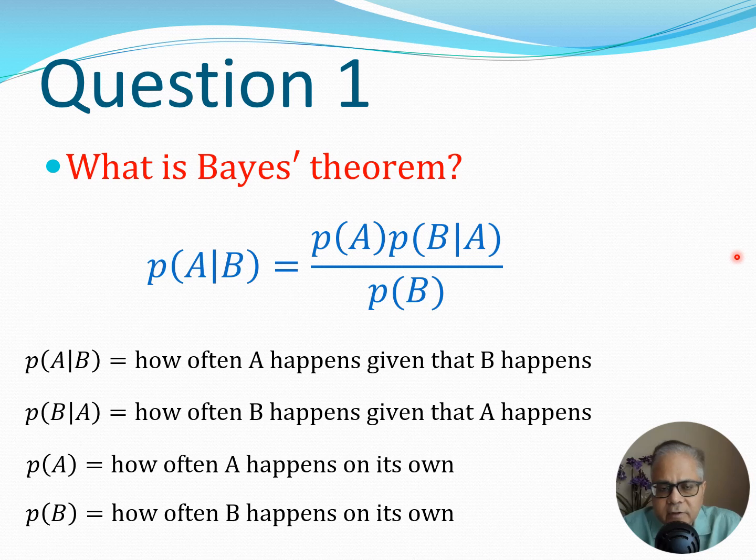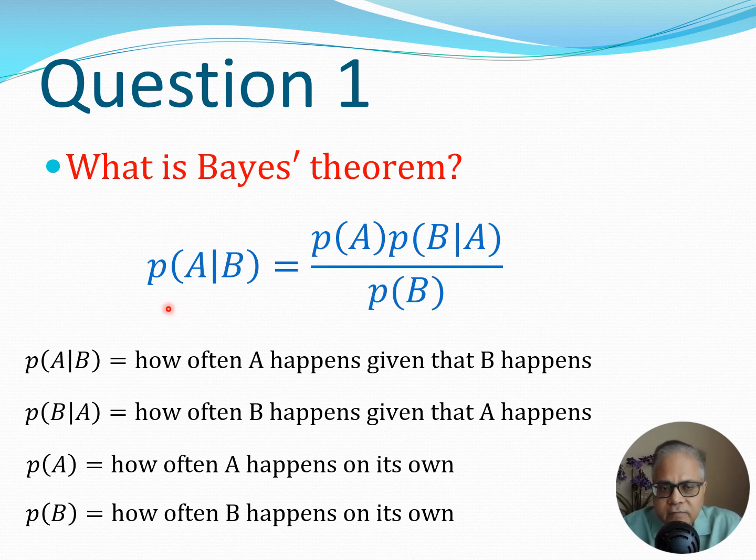So let's begin with the first question, and this is: what is Bayes theorem? And you probably know that Bayes theorem is very important in probability. It's also very important in data science and machine learning. So let's define Bayes theorem formally.